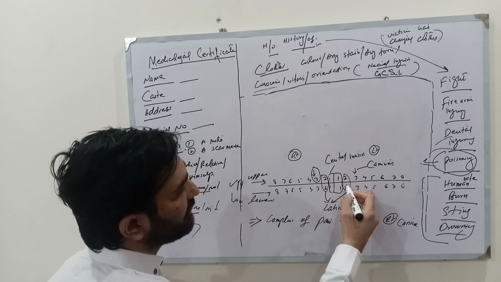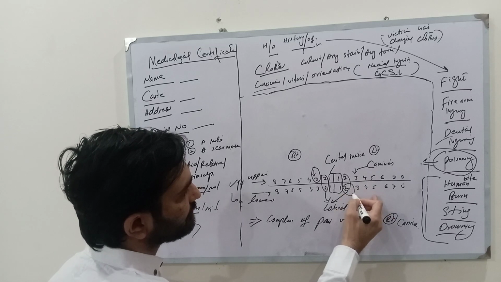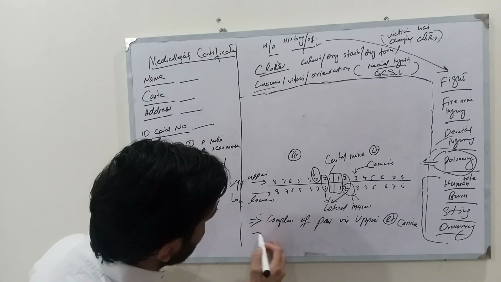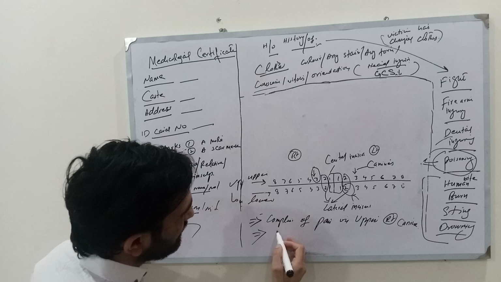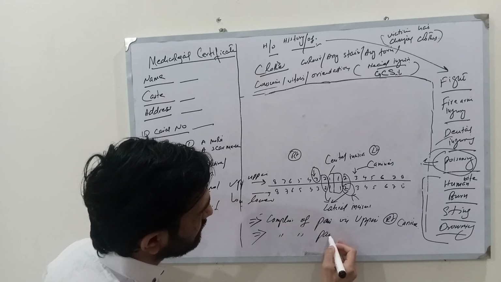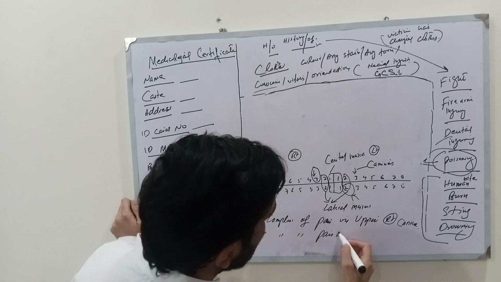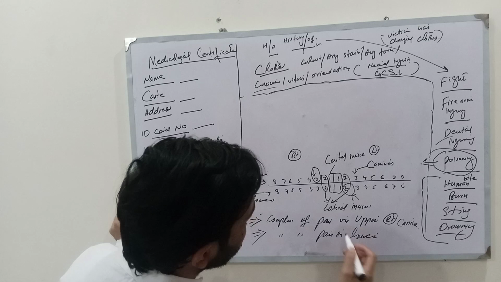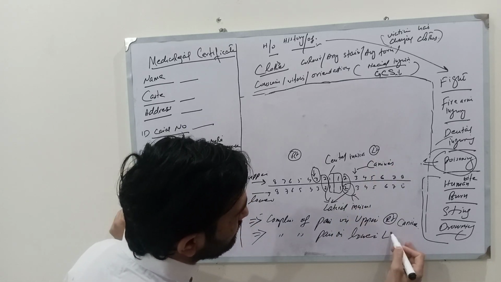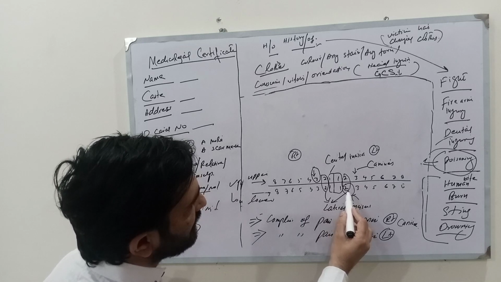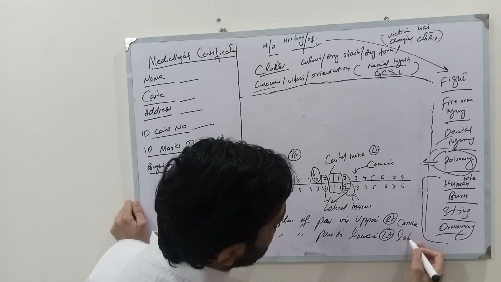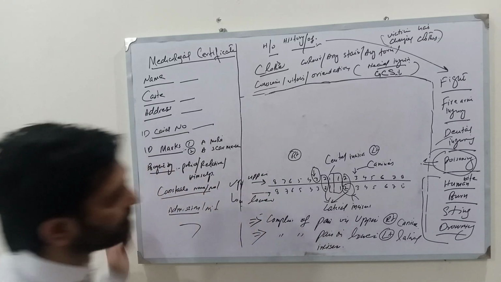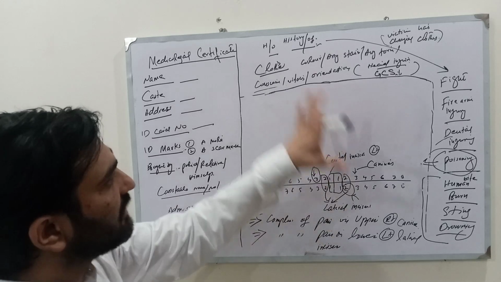And if, for example, he is complaining of pain or loss of tooth here, we write like this: complain of pain or loss of tooth on lower left lateral incisor. So this is all about dental injuries.